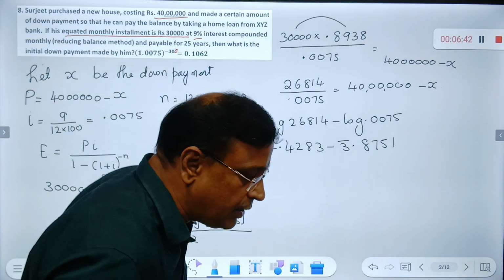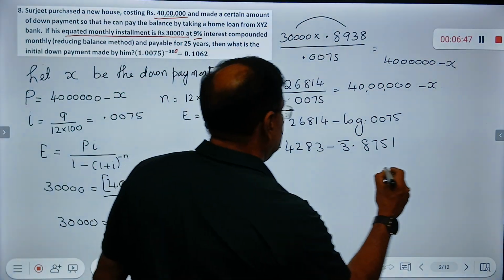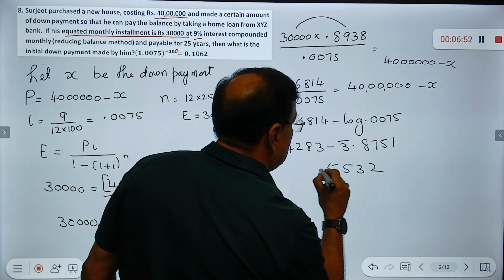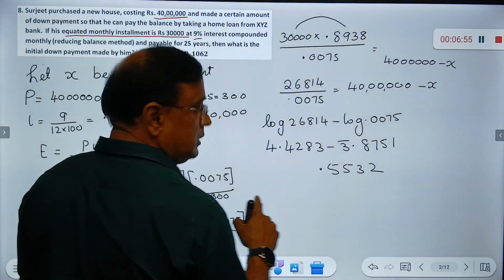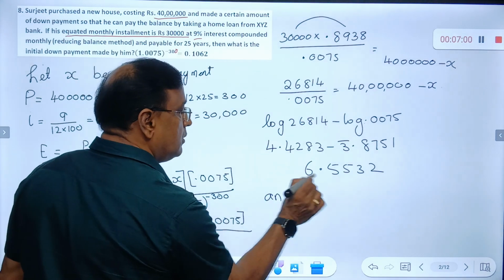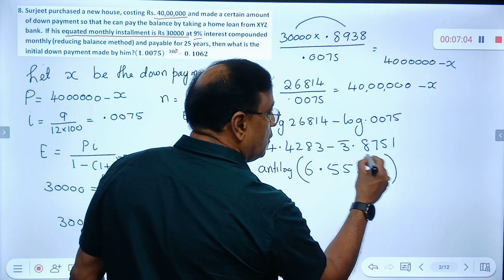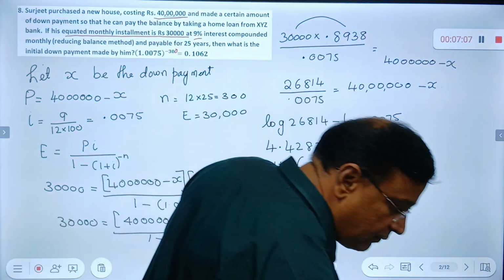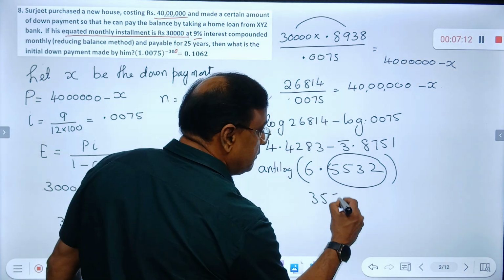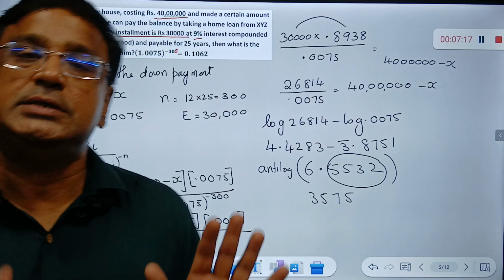Now if you do subtraction, I think you will get 5532.6. Now take the anti-log. The anti-log of 5532 happens to be 3575. And since the characteristic is 6, it has to be a 7-digit number.